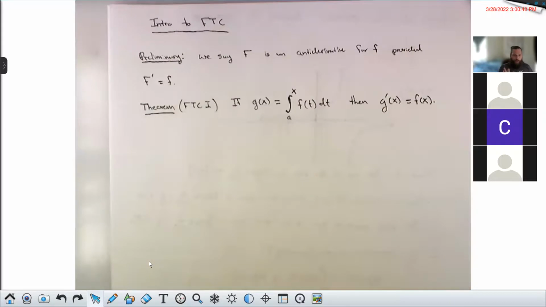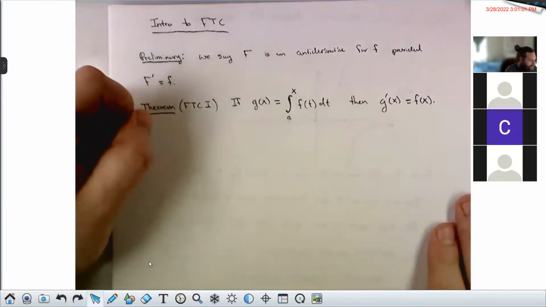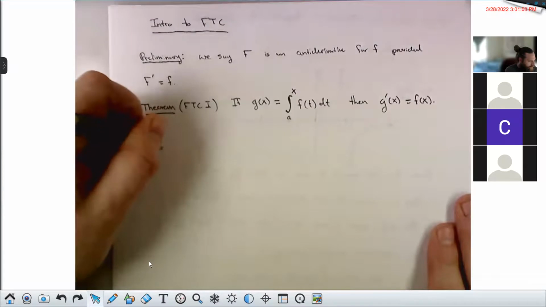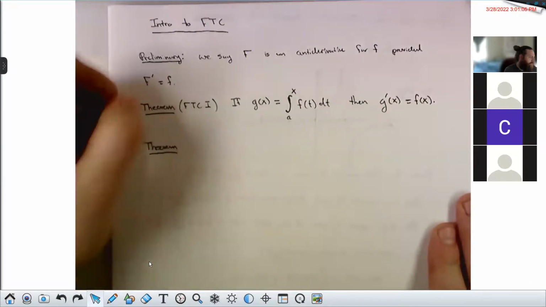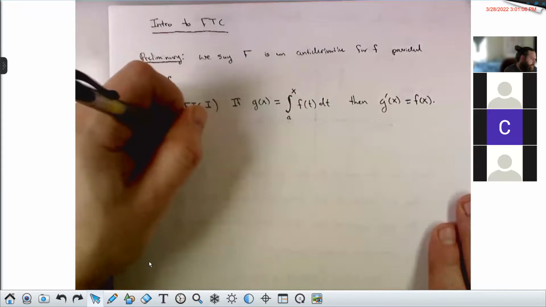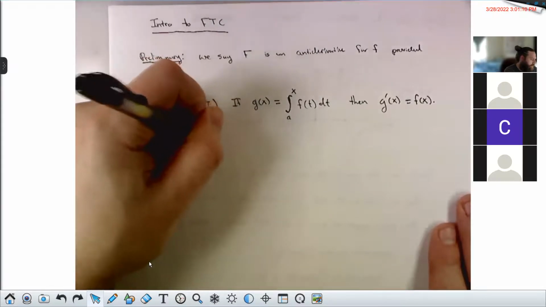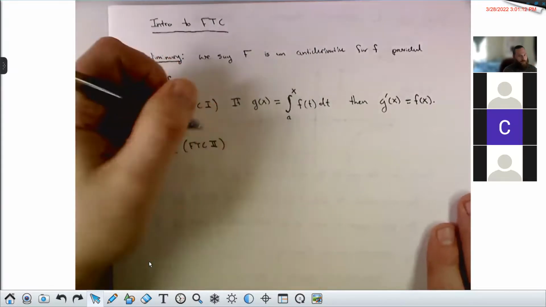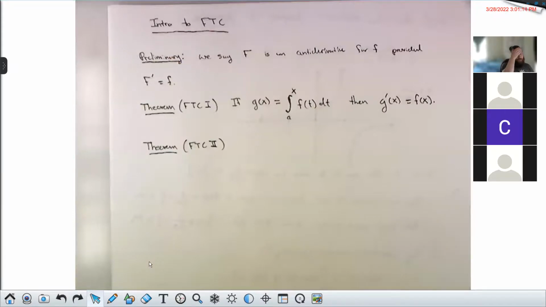And I think the place people get into trouble here is just understanding sort of the variables. I'll show you some examples. FTC1 problems are generally very simple until you try to involve the chain rule. I'll show you some examples of that as well. Let me also give you FTC2. FTC2 is the one we use a lot more, especially moving into Calc 2. It is the primary tool we use to evaluate definite integrals.